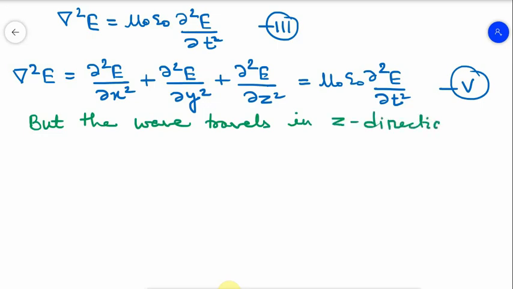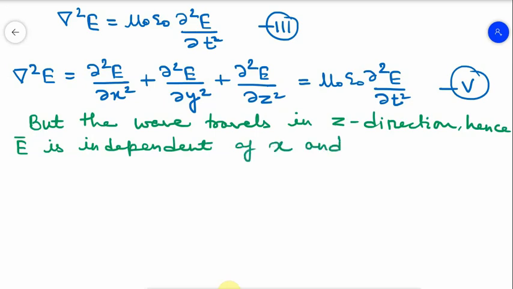So the wave travels in the z direction, and hence your E, the electric field intensity, is independent of x and y. Okay, so the wave travels in the z direction, that's why E is independent of x and y. Yes or no? Because if the propagation is in the z direction, there is no component of E in the x and y direction.